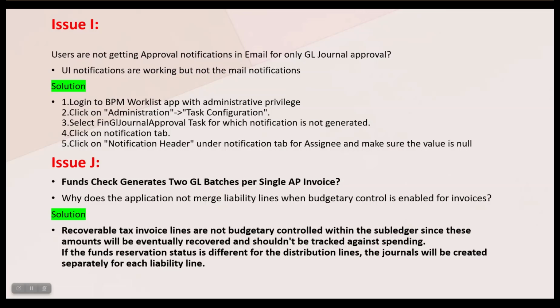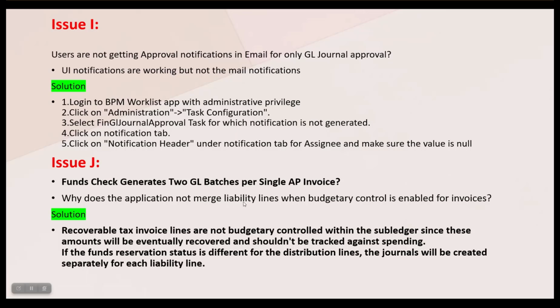If the fund reservation status is different for the distribution lines, the journals will be created separately for each liability line. Again, it's not considered liability only, because maybe there are related lines which relate to recoverable tax. So in this case, recoverable tax is not budgetary controlled, and the system will create 2 batches.